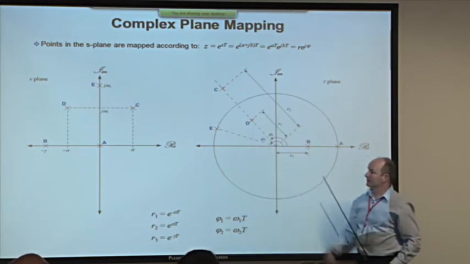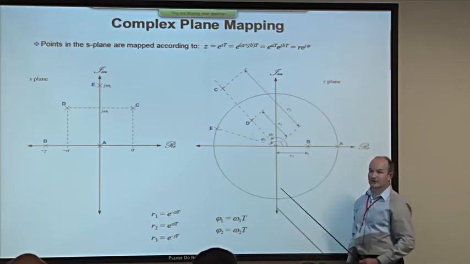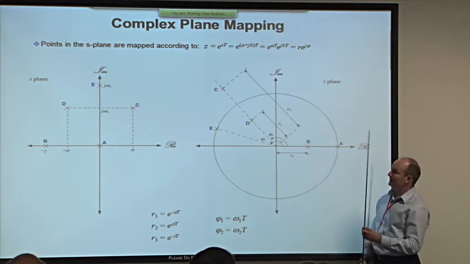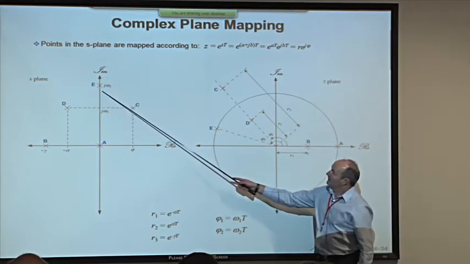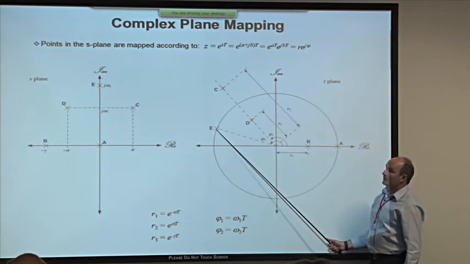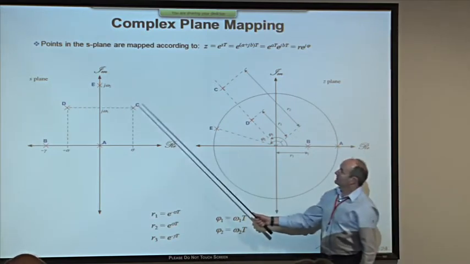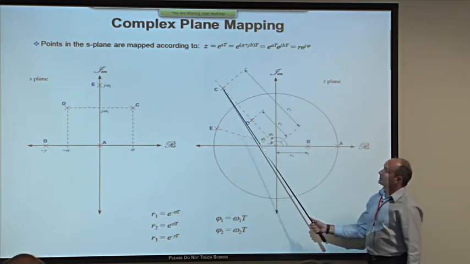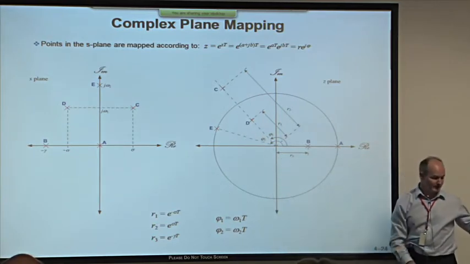We carry this out for all the points in turn, in this case 5 points, and they end up over here. Point E, notice, lies on the imaginary axis, and that corresponds to a point on the unit circle. Point C is an unstable pole, and that therefore predictably lies outside the unit circle in the z-plane.